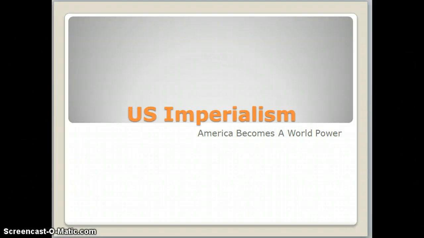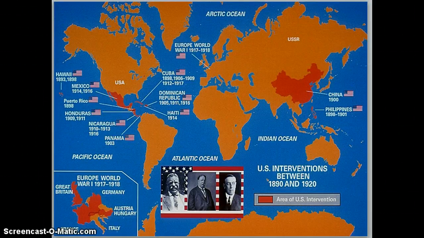Hello, Modus. We're going to finish off the Imperialism lecture today, picking up where we left off. If you remember, the United States had become a world power. If you look at this map, you'll remember all the different places where the United States either owned, controlled, or had intervened in the first part of the 20th century.